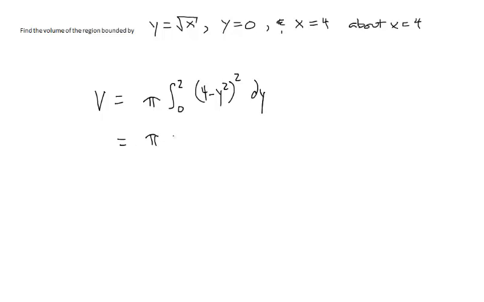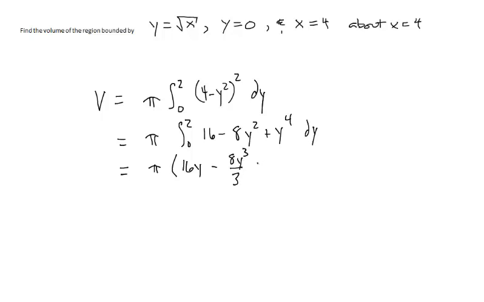which is equal to pi times the integral from 0 to 2 of 16 minus 8y squared plus y to the fourth. And I got that by multiplying 4 minus y squared times 4 minus y squared, or squaring our terms. And then I'm going to integrate. So I have 16y minus 8y cubed over 3 plus y to the fifth over 5 evaluated from 0 to 2.